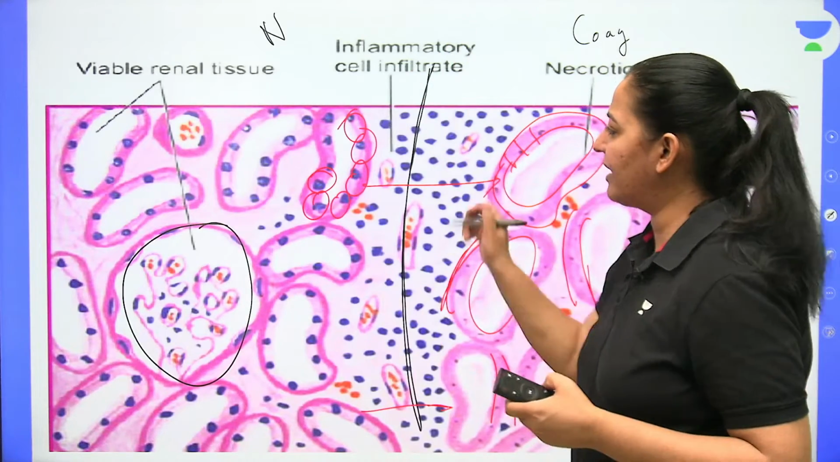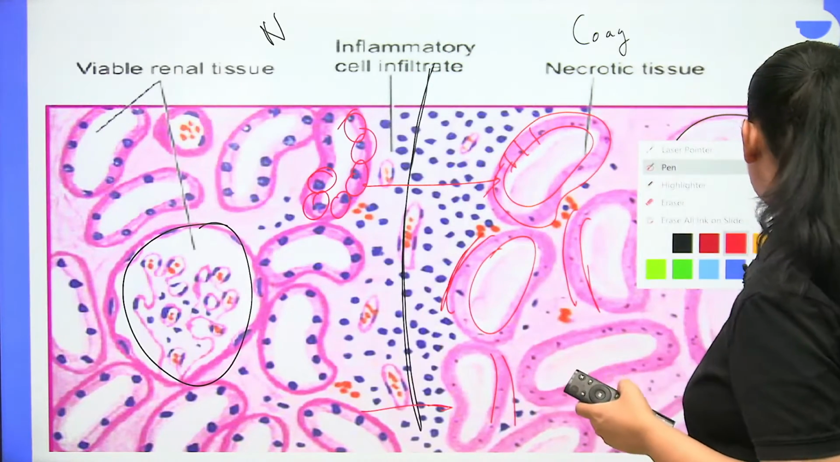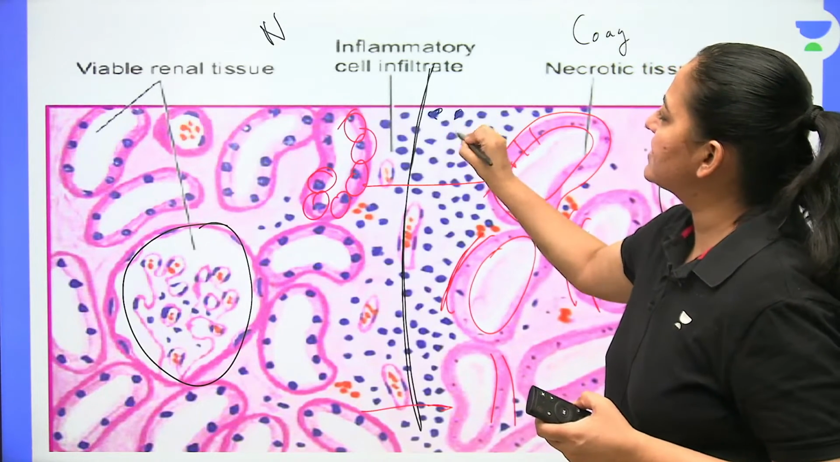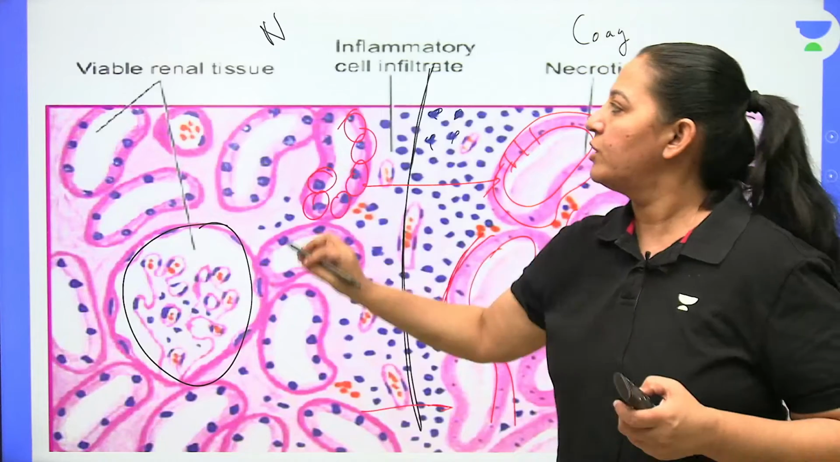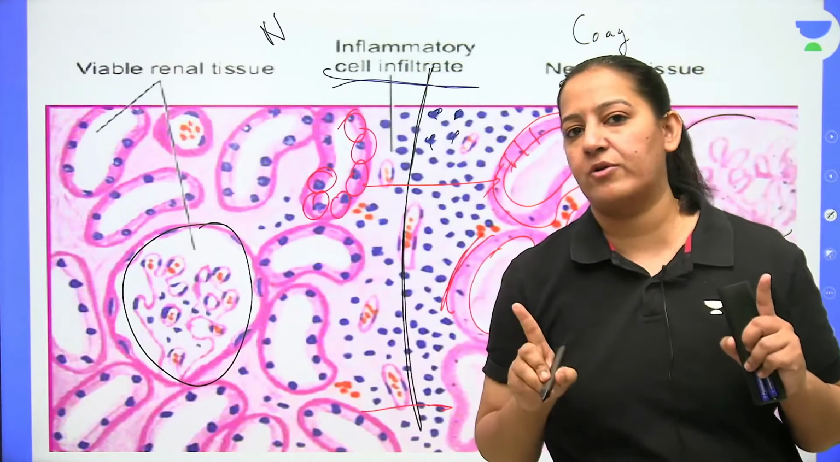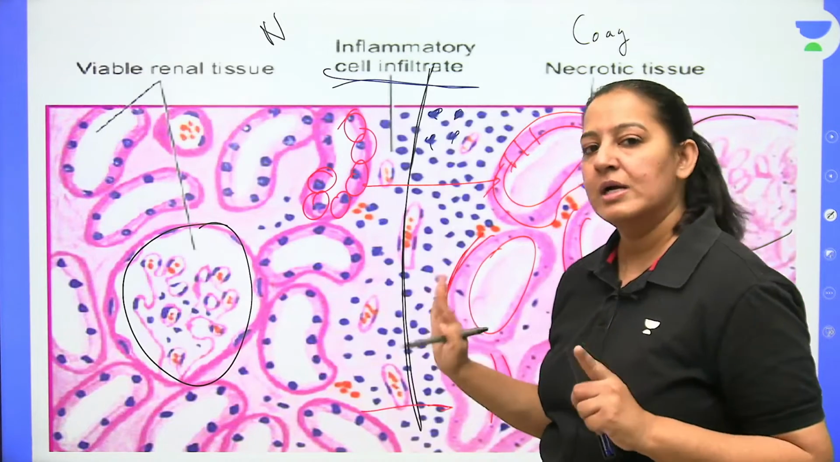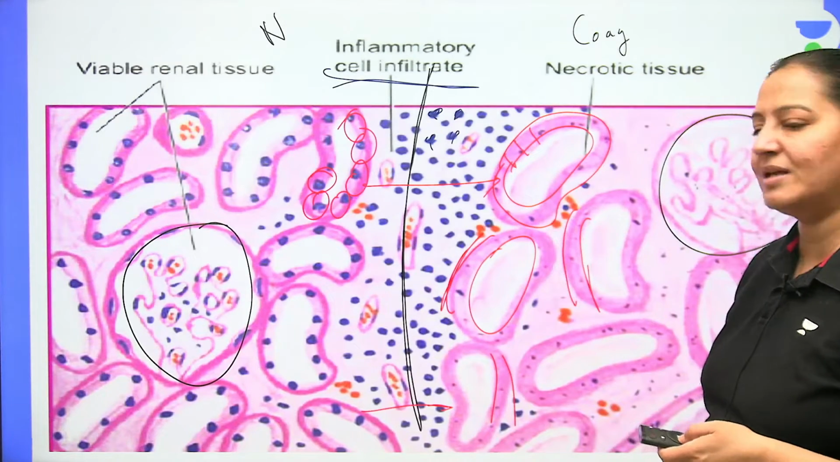At the junction, you can find lymphocytes. That is inflammation. Can you see all these cells? These all are lymphocytes, so that is inflammation. Inflammation is the hallmark of necrosis. Necrosis cannot occur without inflammation. At the junction, there is always inflammation. So that is the diagram of coagulative necrosis. Give me a thumbs up.